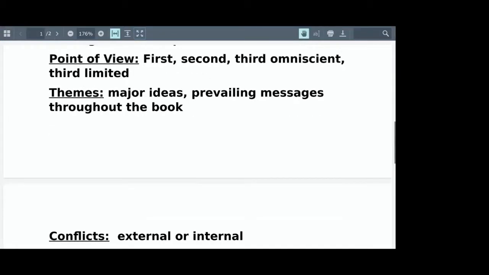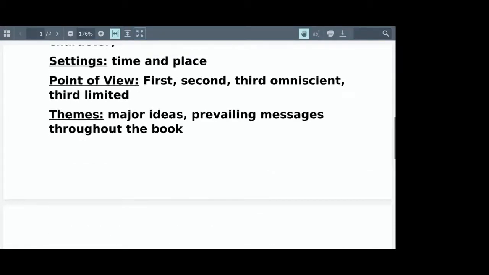And then the other two, again, these are the elements in every narrative. Themes: major ideas, prevailing messages throughout the book. It usually takes a good couple chapters to start understanding what some of these themes might be.